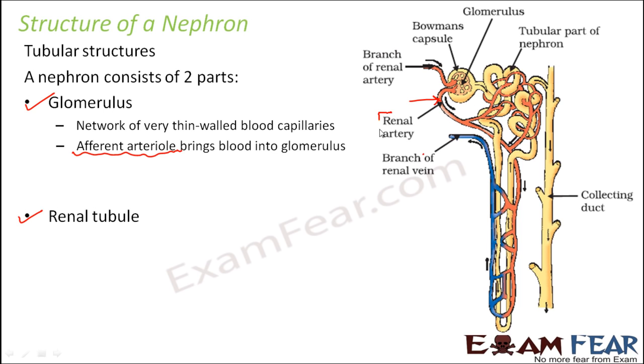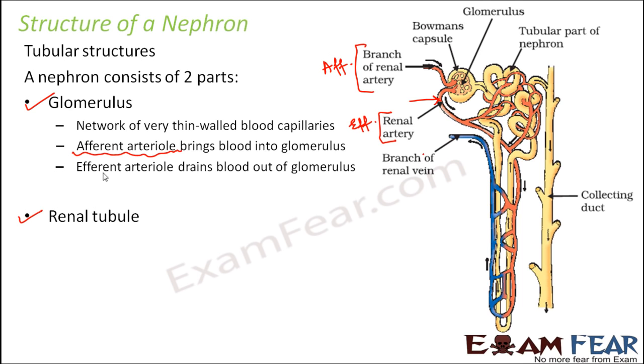So this one is the one which is called the renal artery, that is basically the efferent arteriole, and this one is the afferent arteriole. So it brings in blood and it takes out blood. So efferent arteriole will drain out blood from the glomerulus. Now it has been observed that this efferent arteriole has a diameter which is smaller than the afferent arteriole. So if this is the afferent arteriole, then this is the efferent arteriole.